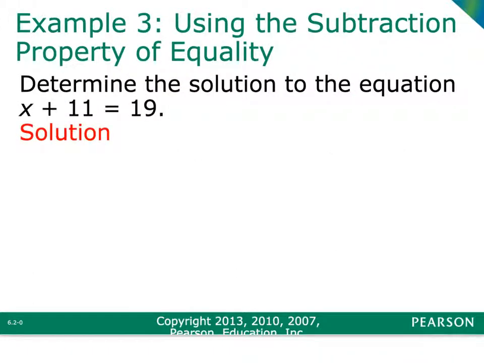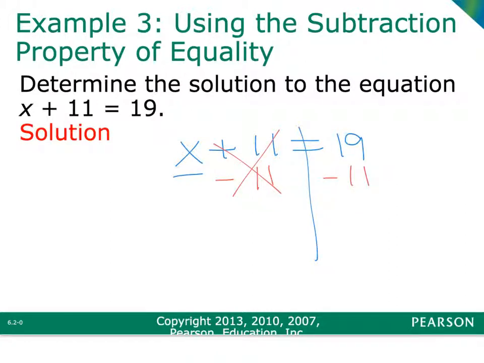So for example, if I have the equation x plus 11 equals 19, I really want to get my x alone. Unfortunately, it's being added by 11. The opposite of adding is subtracting. So I will subtract 11 from both sides of the equation, and x will equal 8. So you just did the subtraction property of equality.